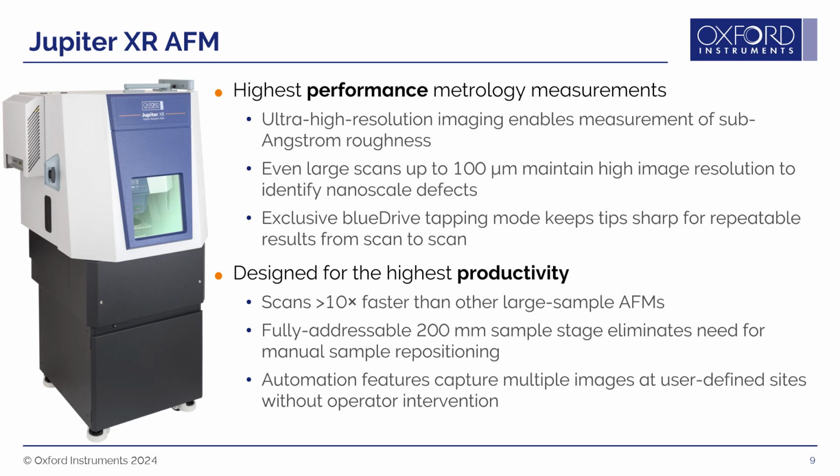Well, as I said, the Jupiter XR is unique because it's a large sample AFM that can accommodate samples up to 200 millimeters in diameter while also delivering ultra-high performance and exceptional productivity. In terms of performance, Jupiter is an ultra-low noise AFM, which means that it can measure features with very high resolution. That's important for silicon photonics because modern deposition and etch processes are reaching lower and lower sub-angstrom roughness levels that are now beyond what could be measured with many conventional AFMs.